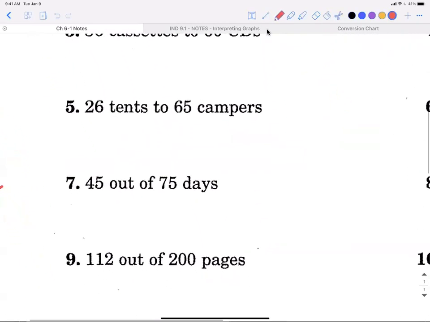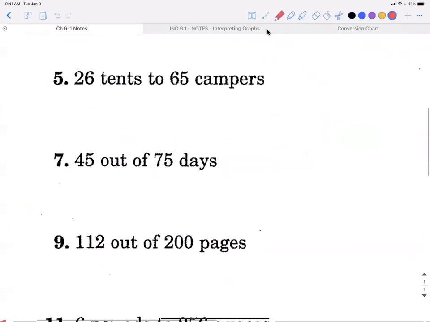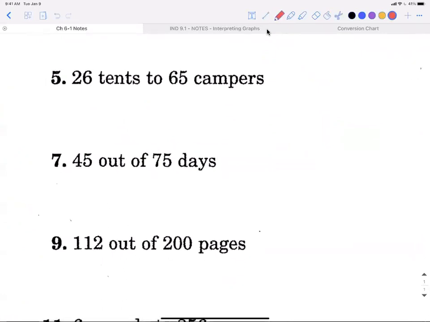Let's jump down to the tenths to campers, because I want to show you when it doesn't just jump right out at you. I want to kind of talk about how we think through how to reduce these. So first thing we're going to do, you've got 26 tenths to 65 campers. So the first part, super simple, right? Just set up your fraction, 26 tenths to 65 campers. Okay, that's the easy part. Now we want to reduce.